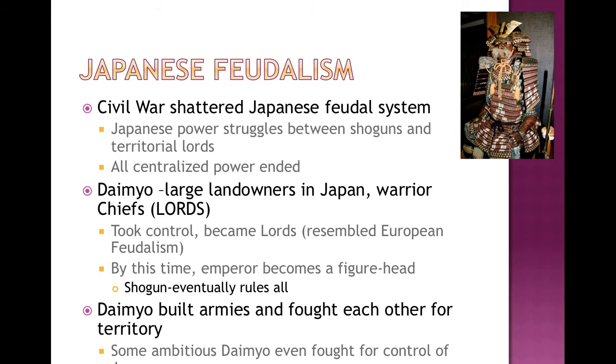But during this time, the daimyo, they were building up armies. They had samurai for protection. They had their peasants working for them, and they would oftentimes fight against each other for territory. And there were even some of those daimyo that were very ambitious, and they wanted to fight for control of all of Japan. They wanted to become shogun. They wanted to unify Japan under one shogun. And there were some that were able to do that, and we'll talk about that in just a minute. There was one in particular who was able to do that, but there were several who paved the way for him to do that.